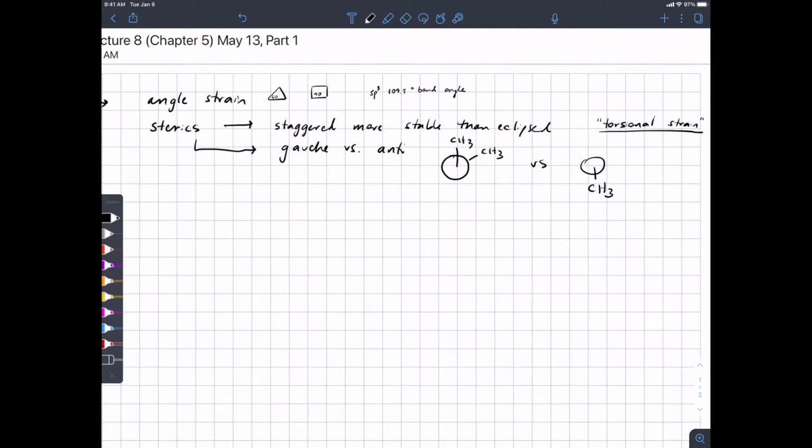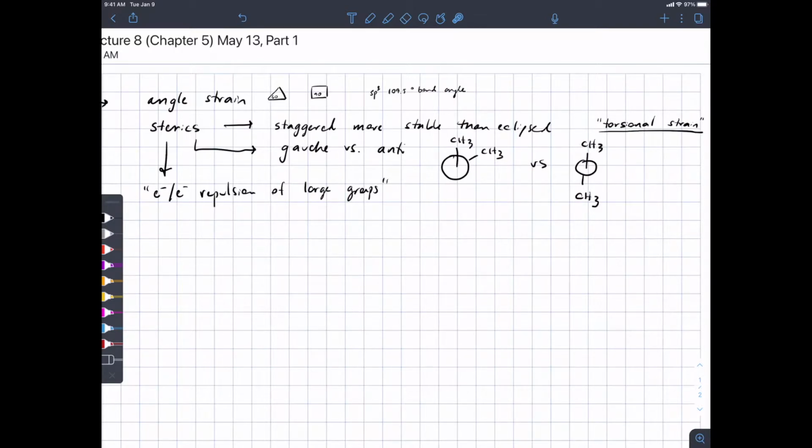But the origin of both of these effects is sterics, and sterics is just another way of saying electron-electron repulsion of large groups. Of course, we had another explanation for staggered versus eclipsed, and that was hyperconjugation. But the reason I don't make a distinction between torsional strain and sterics and gauche versus anti is because they derive from the same basic principles.